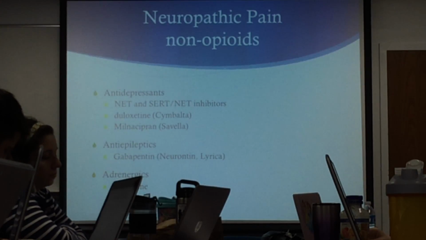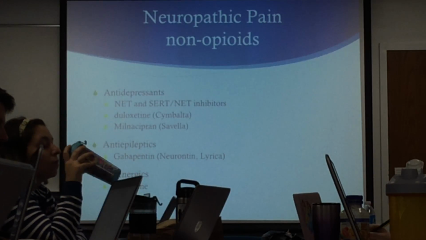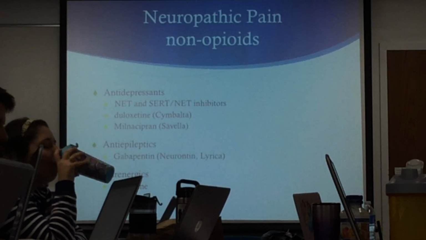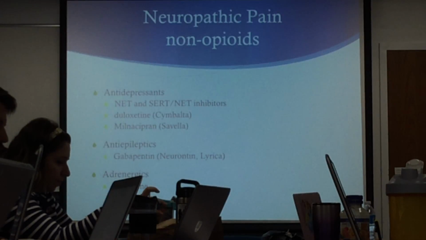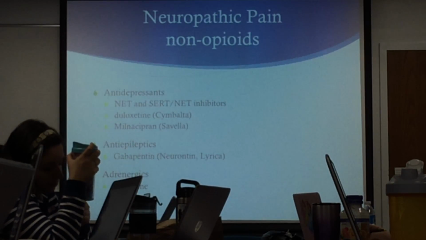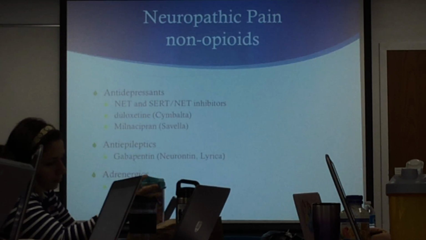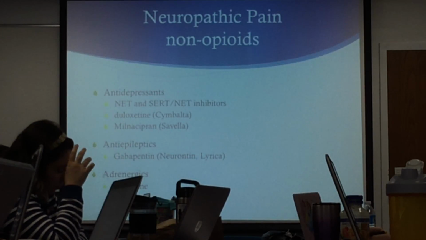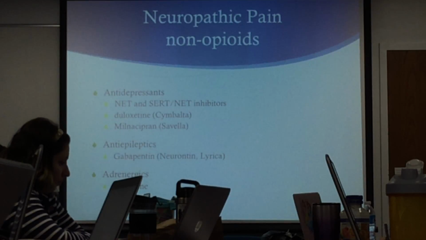Antiepileptic drugs are somewhat effective in a minority of patients. Again, the mechanism is not completely clear. Gabapentin is a big one, called Neurontin. Lyrica is pregabalin, which is basically a gabapentin analog. And then there are certain adrenergic drugs that are given spinally, like clonidine. Clonidine is an alpha-2 adrenergic agonist, and it directly inhibits spinal transmission, so it's effective at the spinal level.